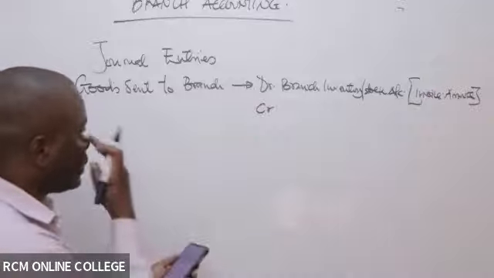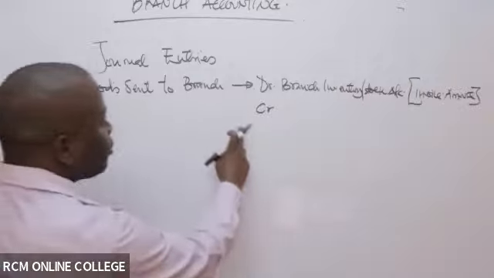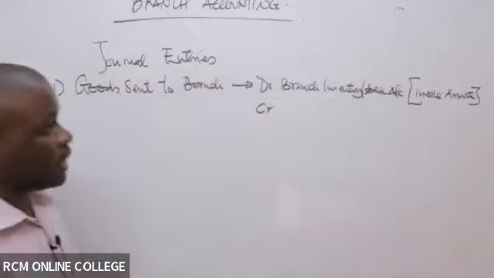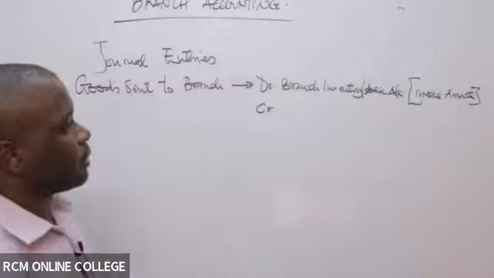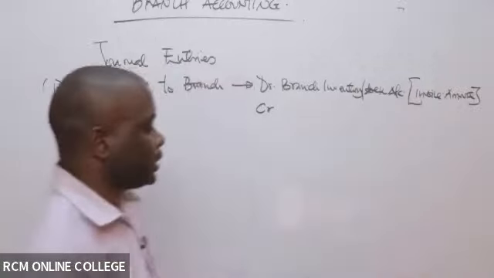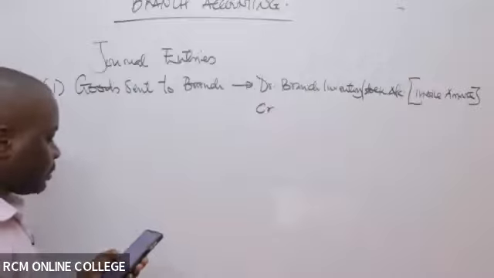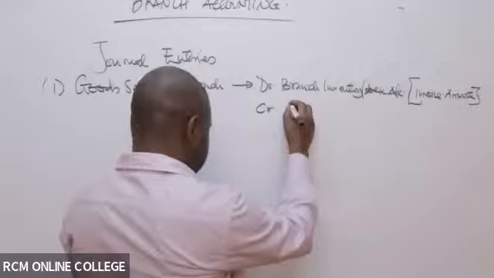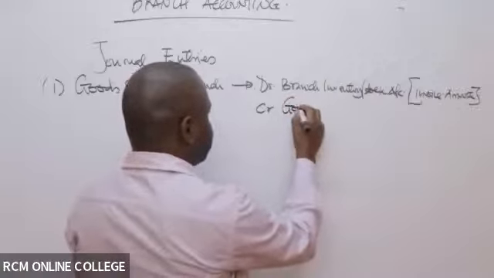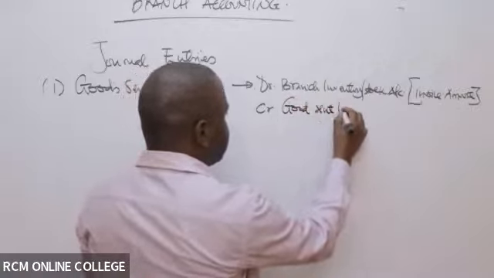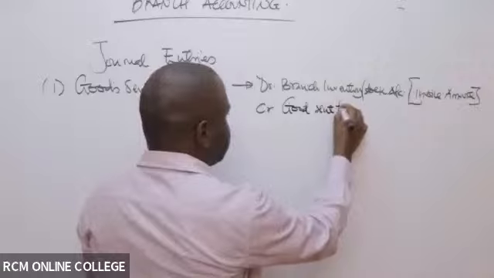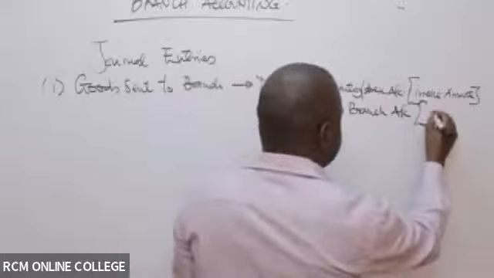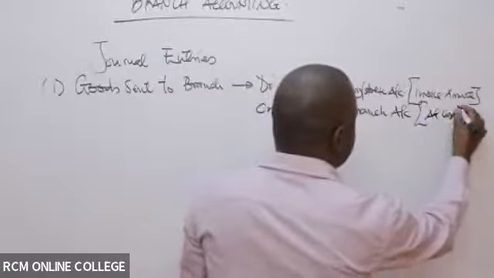The board is clear. With the goods sent to the branch, you'll debit the branch inventory or stock account at the invoice price. These goods sent to the branch will be at the invoice price, so there'll be a profit element in it. Therefore, you'll credit the goods sent to branch account, which will be at cost.